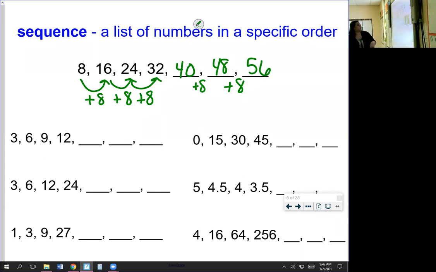So in this situation, if you are adding the same number every single time, so if you're using addition to get the next term in your sequence, this is called an arithmetic sequence.